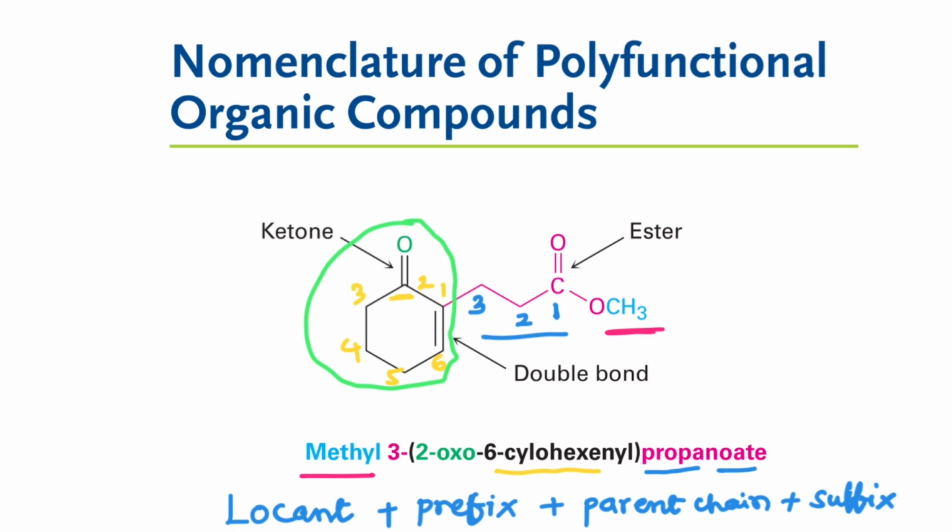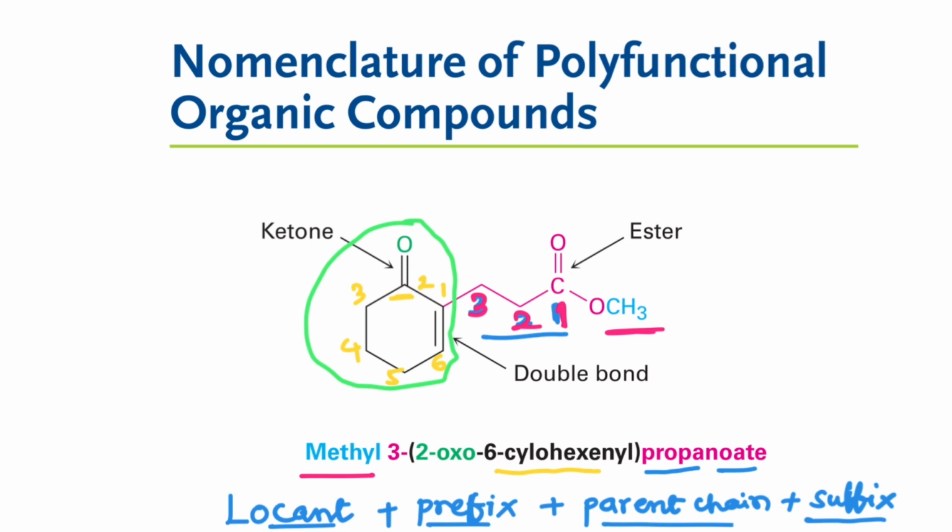One by one, I will discuss first how to use the suffix, how to use the parent chain, how to use the prefix, and how to use the locant. If you do not understand this compound nomenclature, I will give a clear explanation here. Once again, this compound: this is the parent chain, 1, 2, 3. Then this green color is the substituent.